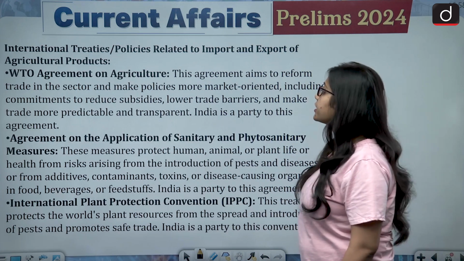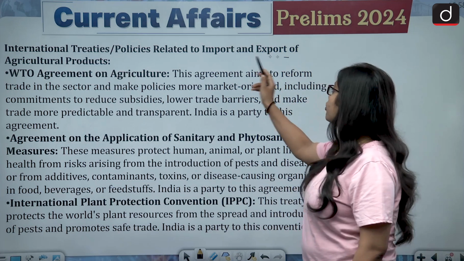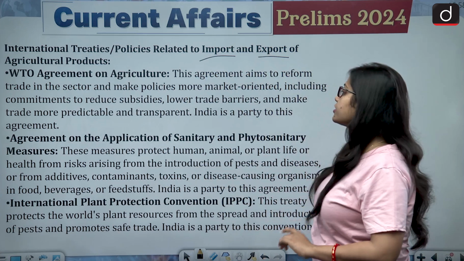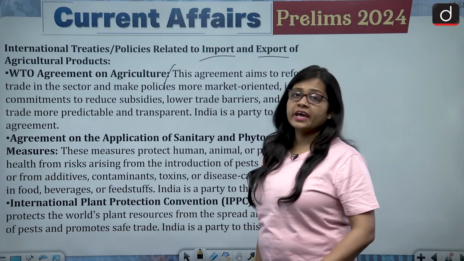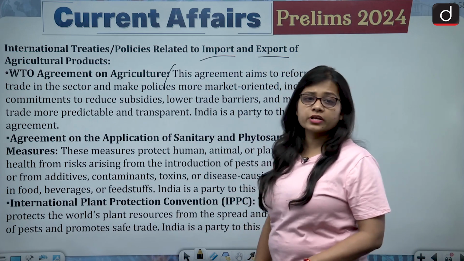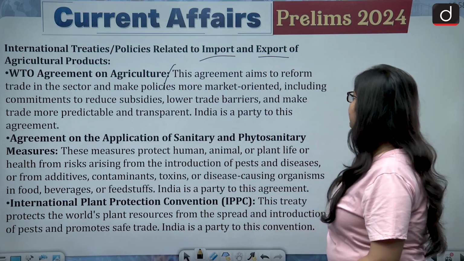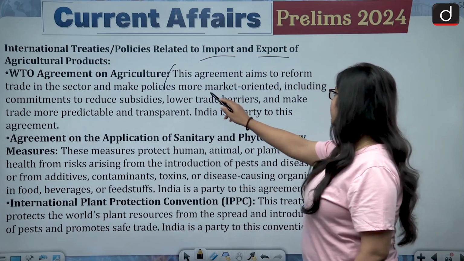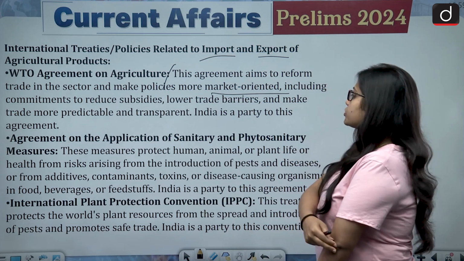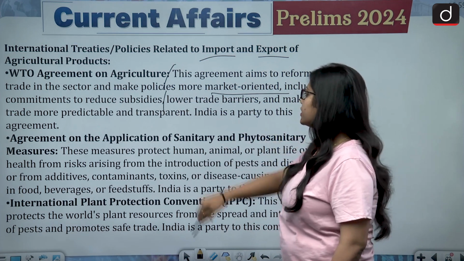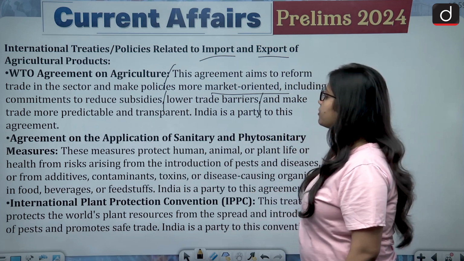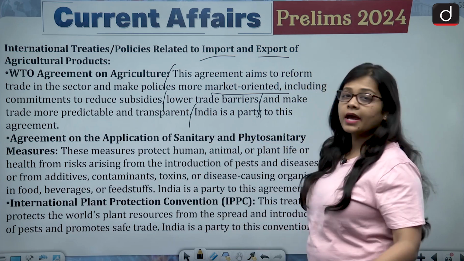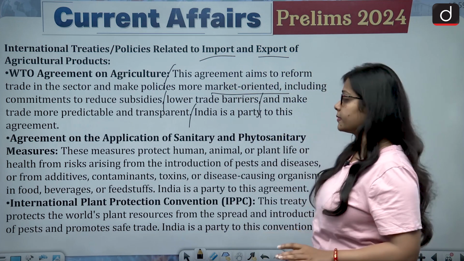Then international treaties and policies related to import and export of agricultural products. First and foremost is the WTO Agreement on Agriculture. WTO is the World Trade Organization. This agreement aims to reform trade in the sector and make policies more market oriented, including commitments to reduce subsidy, lower trade barriers, and make trade more predictable and transparent. India is a party to this treaty.